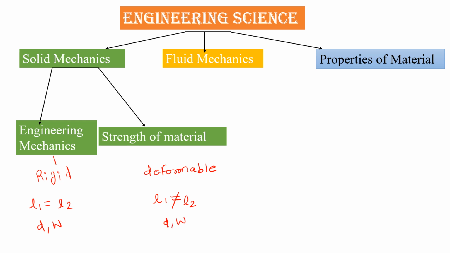In engineering mechanics, we discuss all the properties related to rigid bodies, and in strength of material, we discuss the properties with respect to deformable bodies. This is the simple difference between engineering mechanics and strength of material. So from here we'll start the actual syllabus related to strength of material.